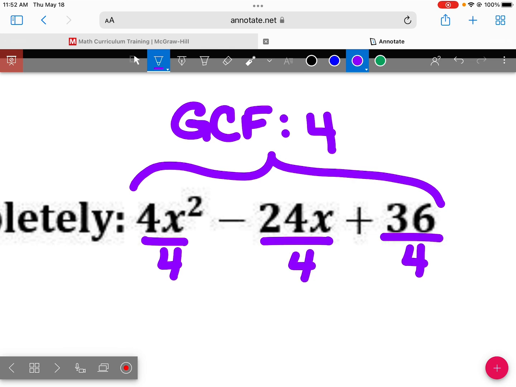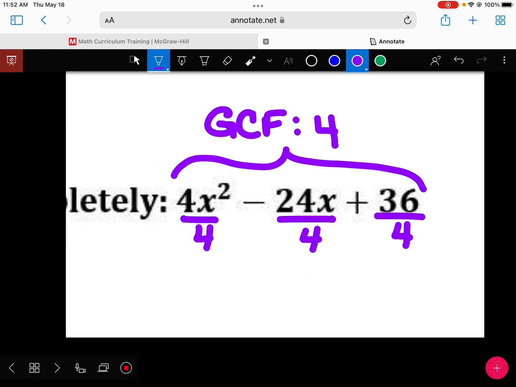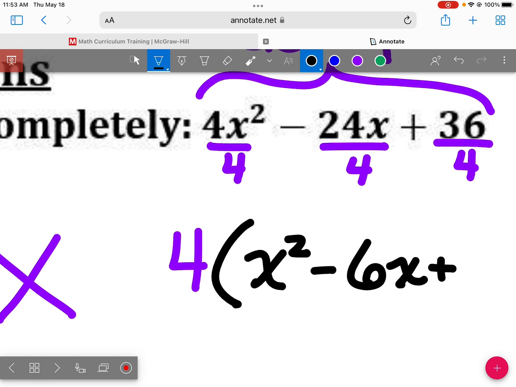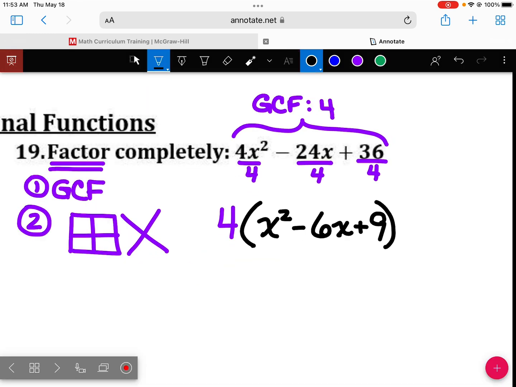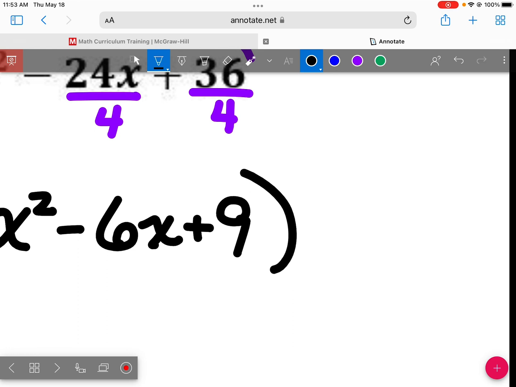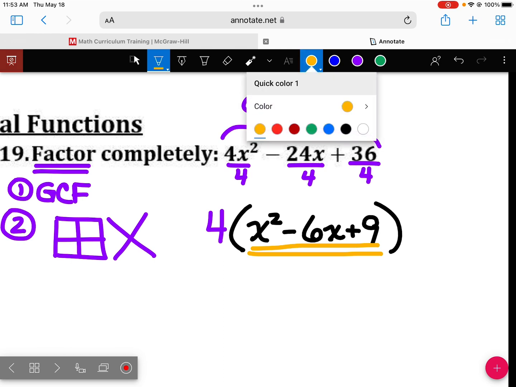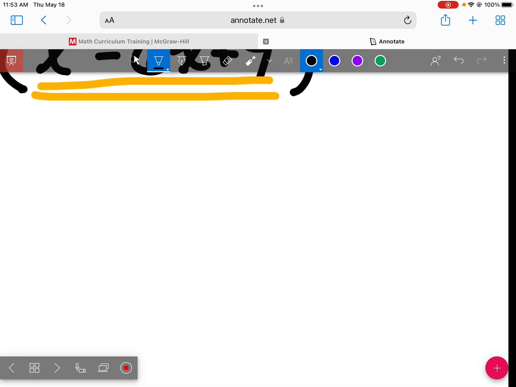You cannot throw away the GCF. What does the F in GCF stand for? Factor. We are supposed to factor this, so that is part of my final answer. All right, so I have 4 that gets factored out of each piece. That leaves me with x squared minus 6x plus 9. This right here is all I use for my area model and my x, my box and my x. The 4 is part of my final answer, but I don't use it for my box or my x.